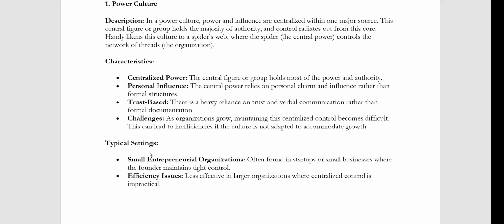So in simple terms, who can summarize power culture for us? Power culture, what does it mean? What does this culture type mean? Yes? In your own words. That's why I always ask you, in your own words, what does it mean?